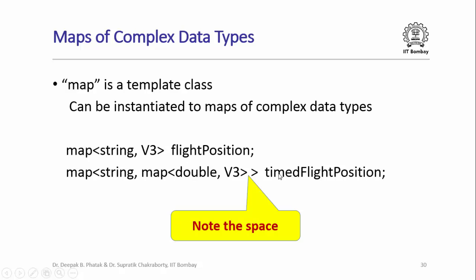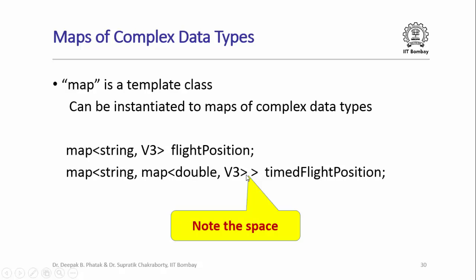And here is another map which says timed flight position. Here, given the name or number of a flight, which is the key string here, what it is going to return as a value is another map. And this map is going to take a key as double, and it's going to return me a 3-dimensional vector. So here, given the name or number of a flight, I'm going to get a map, and then in that map, I could give the time, and then it would give me the 3-dimensional position of that flight. So note that I have used map double comma v3 as the type of the value within another map.